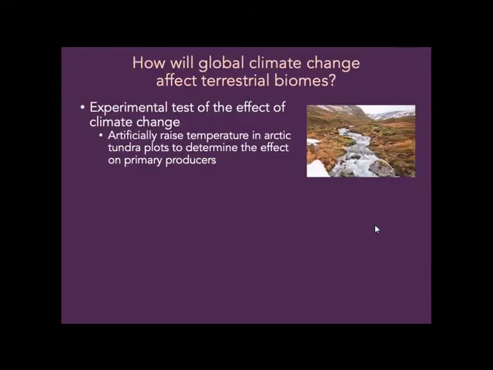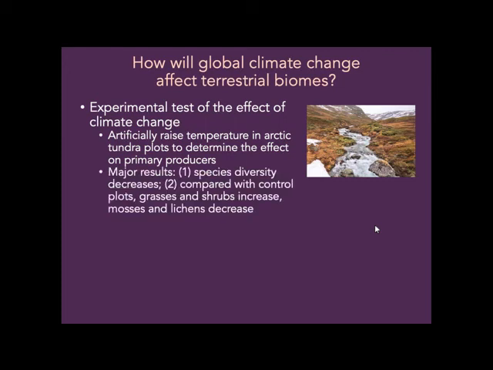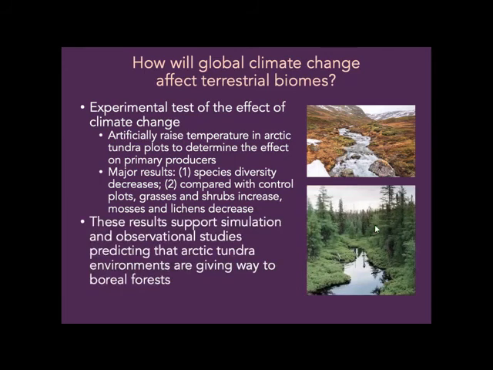All right, so we are very eager to know how global climate change is going to affect these terrestrial biomes, and so people have done experimental tests of climate change by taking small plots of the Arctic tundra and putting little kind of greenhouses on the top of them to determine what the effect of raising the temperature a little bit would be on primary producers. And your book has more detail about it, but just for the sake of time, I'll just describe it very briefly. They found that the species diversity on the tundra decreases, and compared to the control plots, you tended to get more grasses and shrubs, but less mosses and lichens.